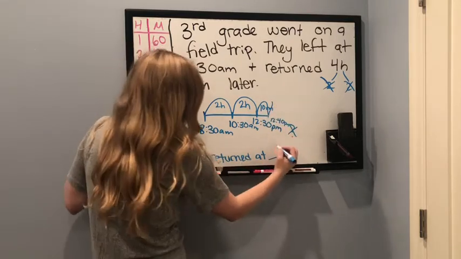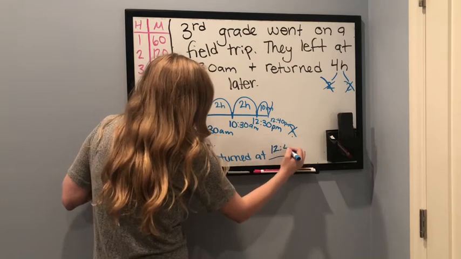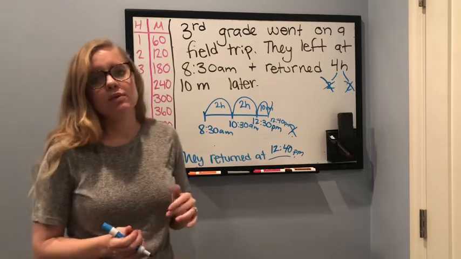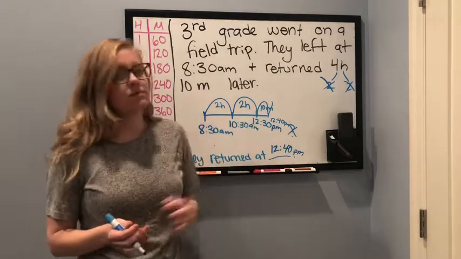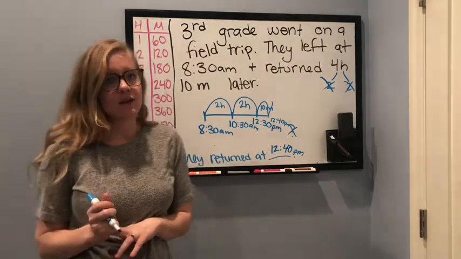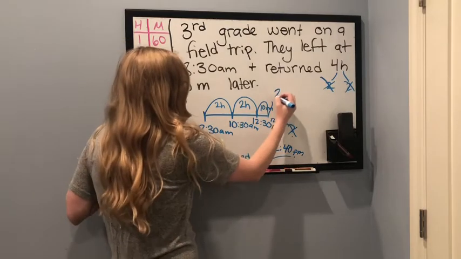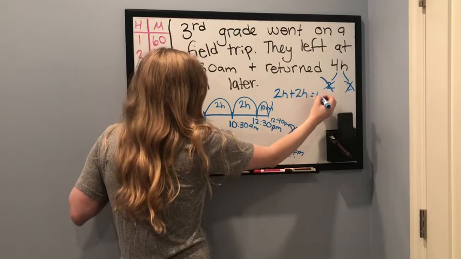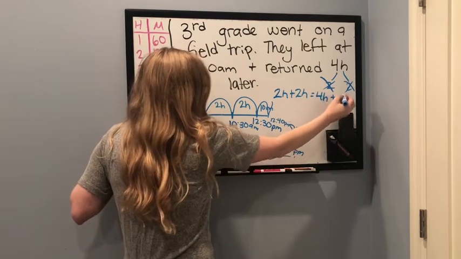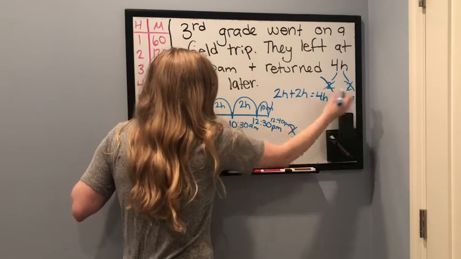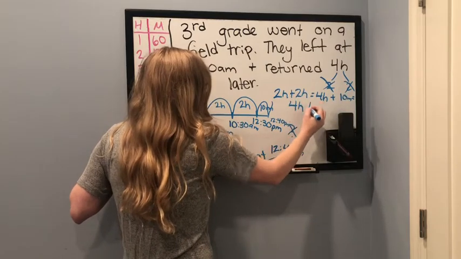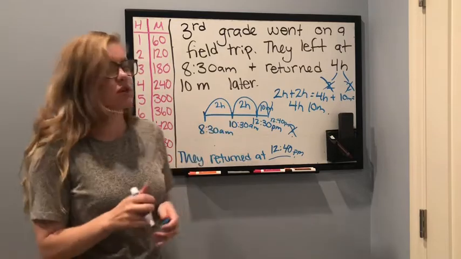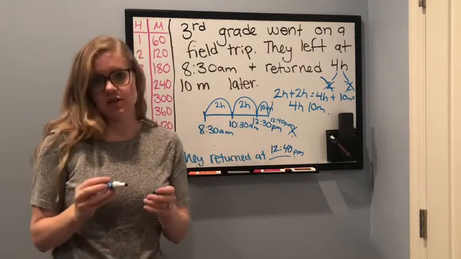We'll move this, cross off our question mark. They returned at 12:40 p.m. Now to double check my work, I'm going to make sure that my hours and minutes add up to 4 hours, 10 minutes. I'm going to go, okay, 2 hours plus 2 hours is 4 hours, plus 10 minutes is 4 hours, 10 minutes. All right, double check my work. It is correct. This is ready to be turned in, okay?